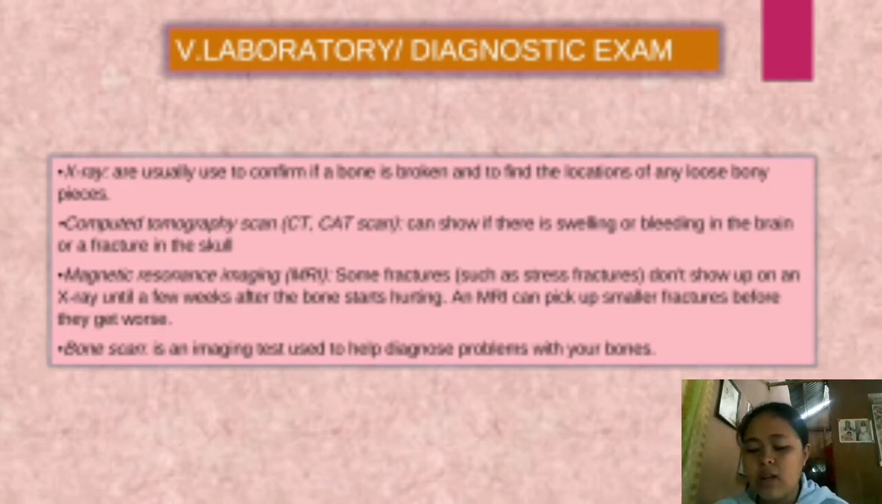MRI, some fractures such as stress fractures don't show up on the X-ray until a few weeks after the bone starts hurting. An MRI can pick up the smaller fracture before they get worse. We also have a bone scan. So we will proceed to treatment and management.